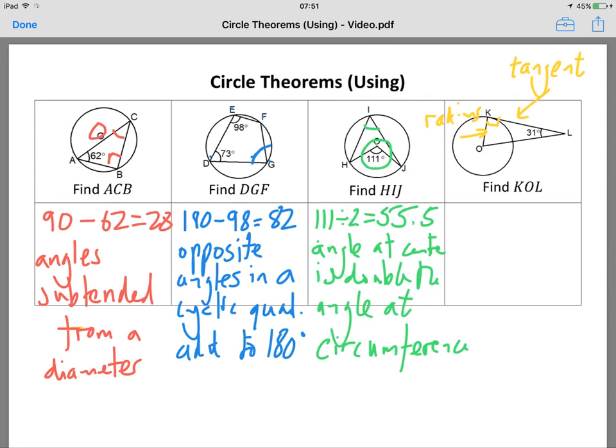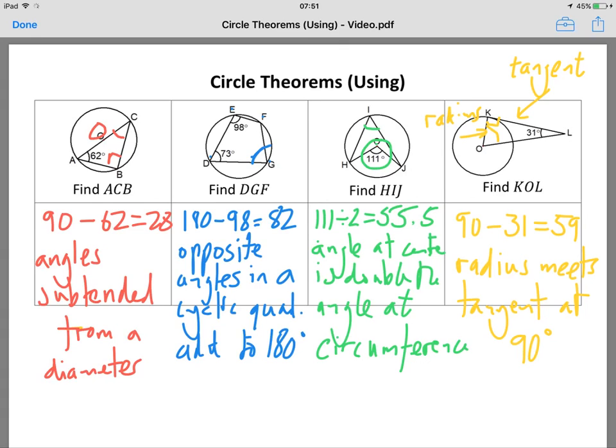and so therefore they meet at 90 degrees, which means that KOL, which is this angle here, is going to be 90 minus 31, which is 59. Okay, and that's because radius meets tangent at 90 degrees. Okay, so there you go.